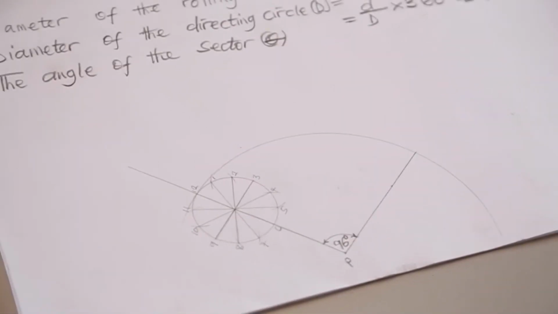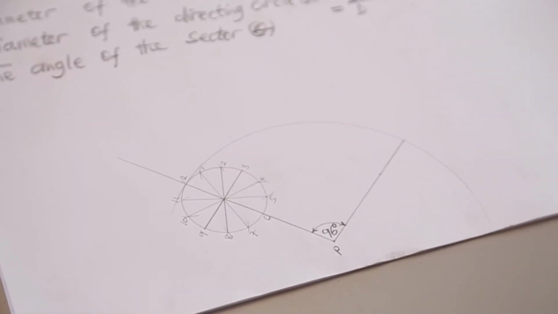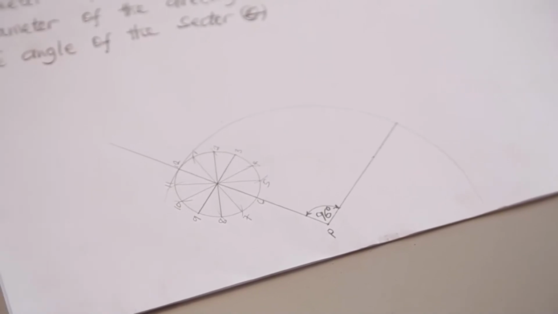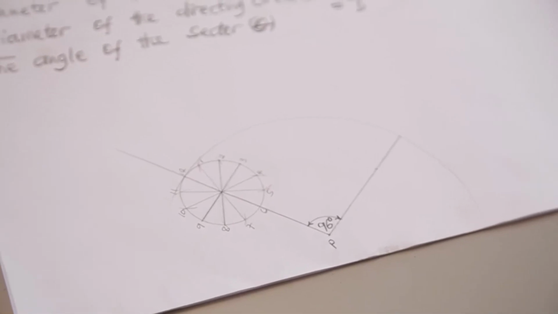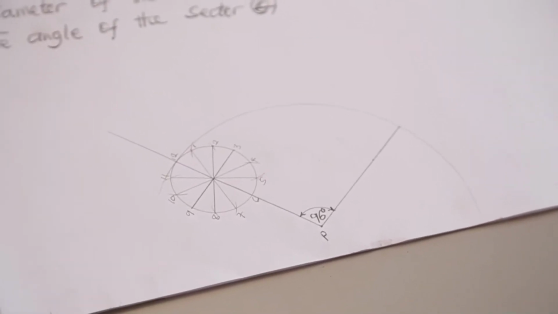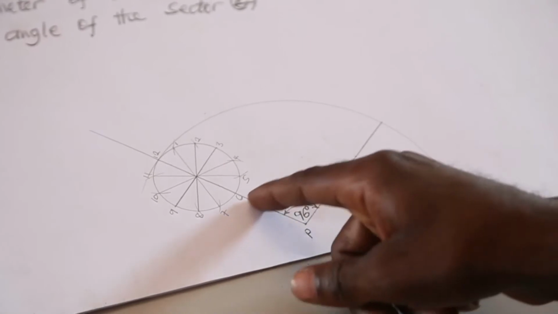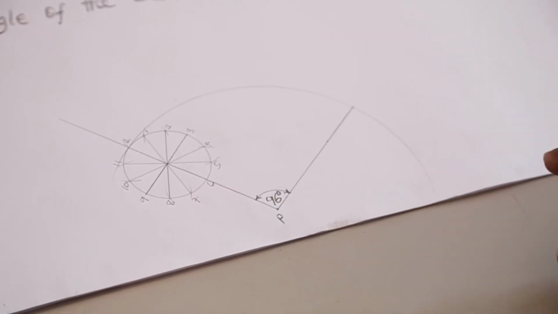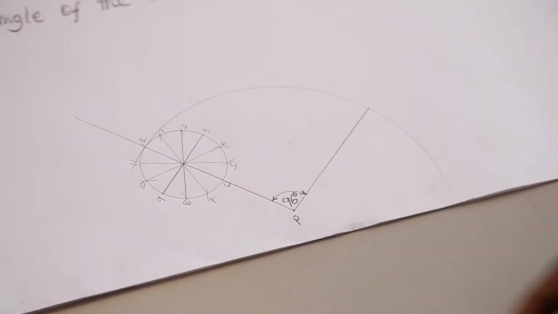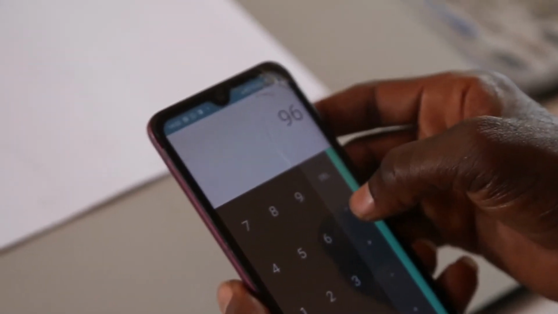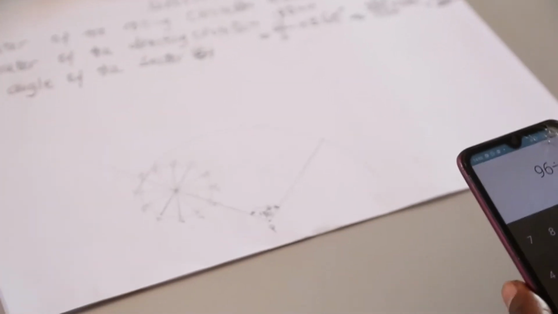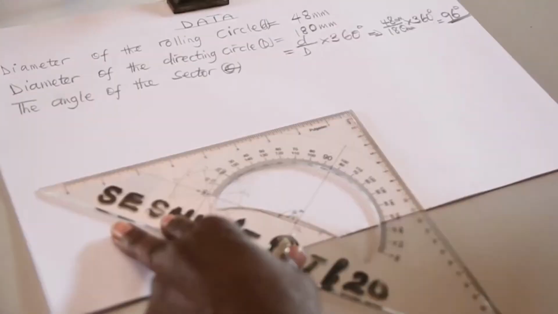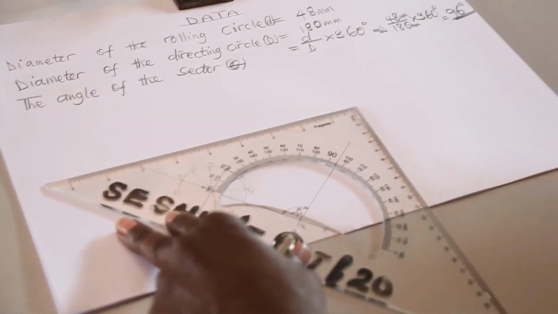Similarly, we have to divide our sector, the bigger arc, into 12 equal parts. So let's do that. To be able to do that, what is the technique? We divide 96 by 12, because we are dividing into 12 equal parts, and this is 96 degrees. So when we divide, we get 8 degrees, and you mark off 8 degrees.